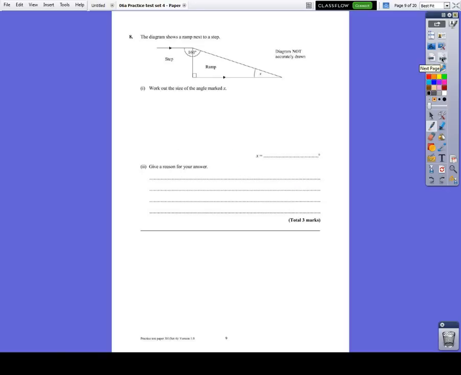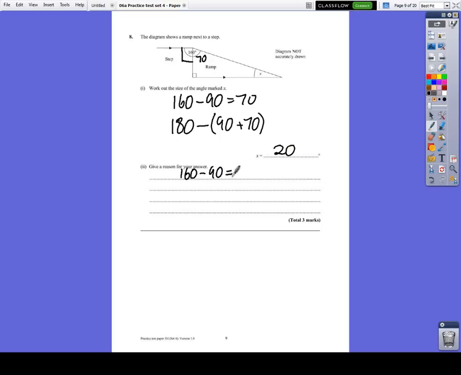Question 8. The diagram shows a ramp. Work out the value of x. There's several ways of doing this one again. But because this is a right angle here, we can just do 160 take away 90 equals 70. So this top corner would be 70. And then to work out x, angles in a triangle add up to 180. So we just need to do 90 add 70, take that off 180, which would leave us with 20. Your reasons for your answers would be that 160 minus 90 equals 70 because it's a right angle.